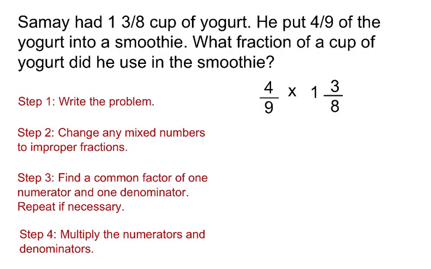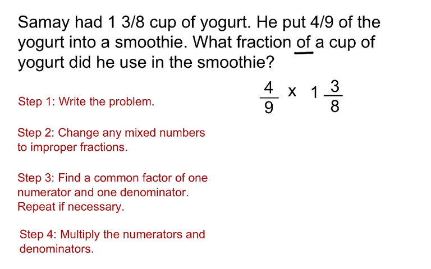Moving on, let's look at another example. Samay had 1 3/8 cup of yogurt. He put 4/9 of the yogurt into a smoothie. What fraction of a cup of yogurt did he use in his smoothie? Again, that word "of" is a really good hint that we're dealing with multiplication of fractions. So we have 4/9 of 1 3/8, and we write that as 4/9 times 1 3/8.